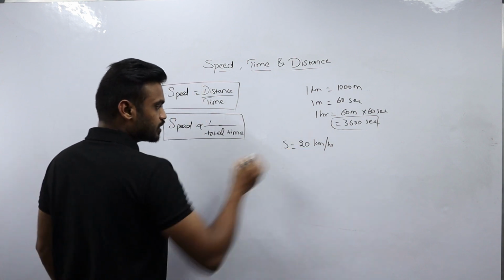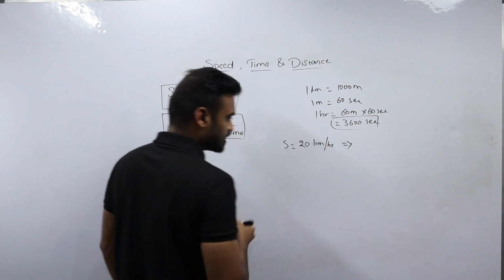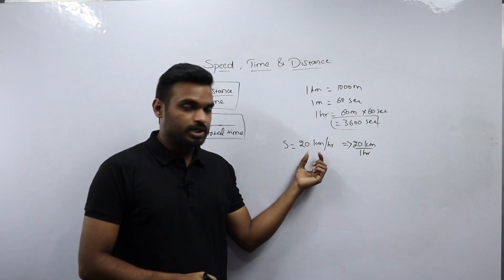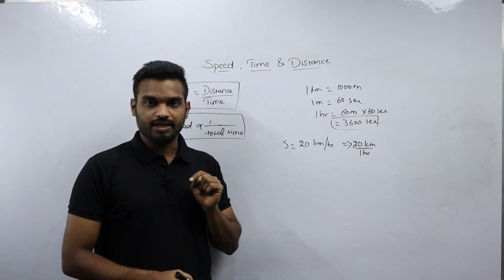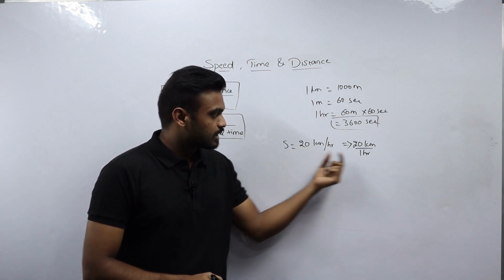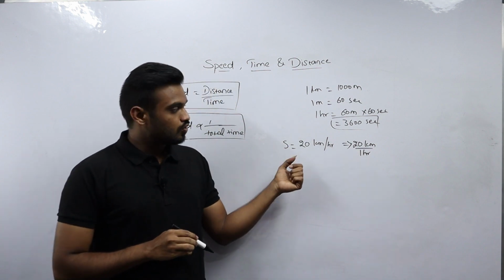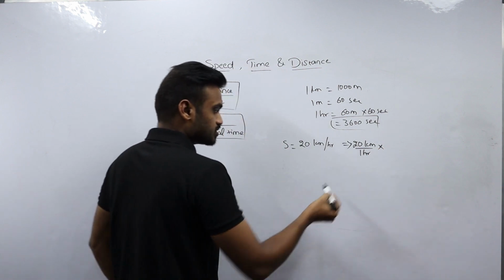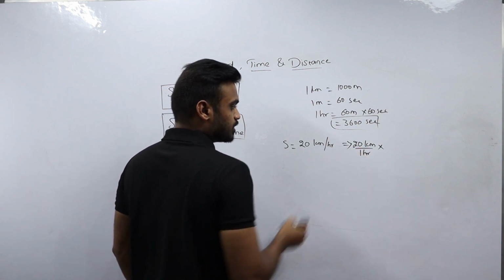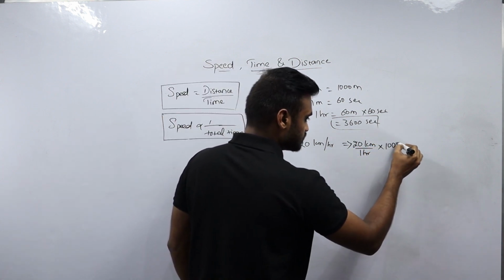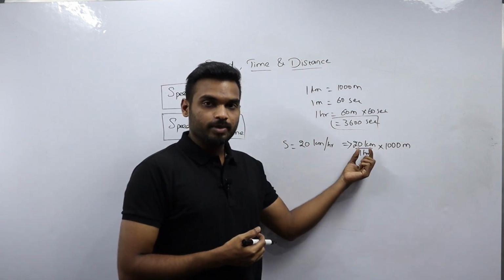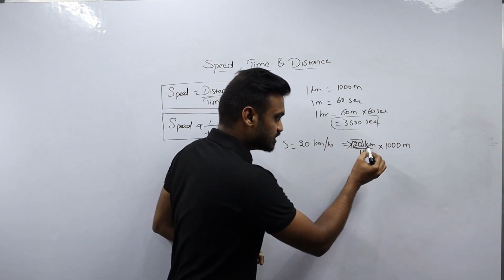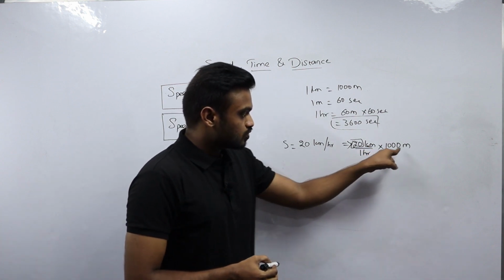See here, this is 20 kilometers per hour. So I am writing this the same as 20 kilometers per 1 hour. The speed 20 kilometers per hour is nothing but 20 kilometers per 1 hour, right? Now we already know 1 kilometer has 1000 meters. So there are already 20 kilometers, and 20 kilometers need to be multiplied by 1000 meters. I am keeping this 20 the same and converting these kilometers to meters. So 1 kilometer equals 1000 meters.